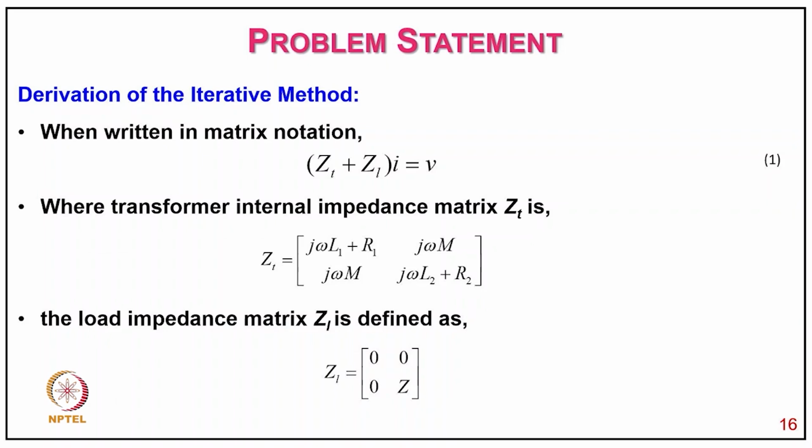When written in matrix form, we can write (ZT plus ZL) I equal to V, where ZT, the transformer internal impedance matrix, can be written as ZT equal to the bracket [jωL1 plus R1, jωM; jωM, jωL2 plus R2], and the load impedance matrix ZL is defined as ZL equal to the bracket [0 0; 0 Z].